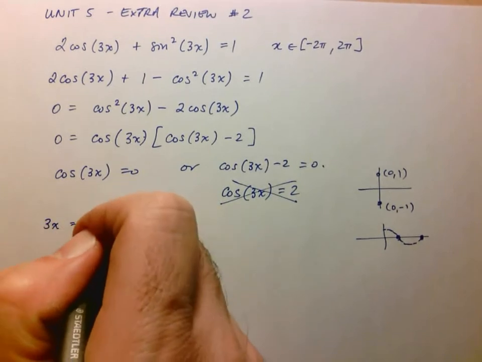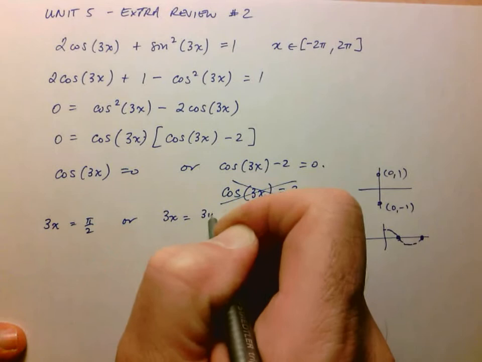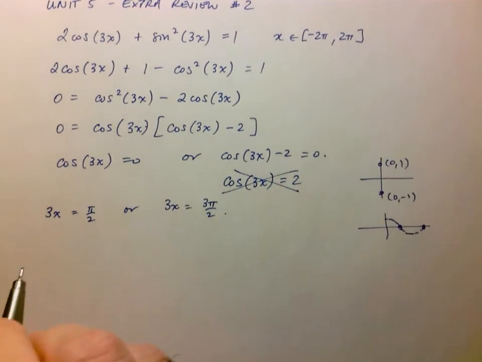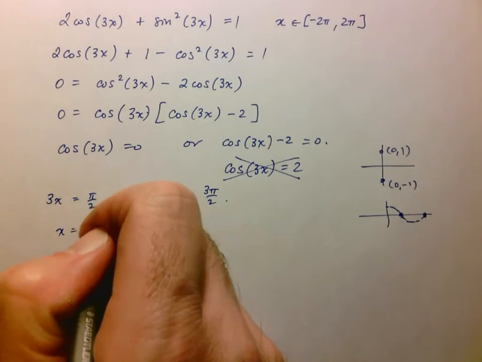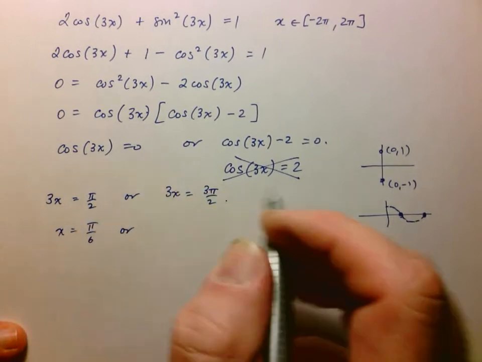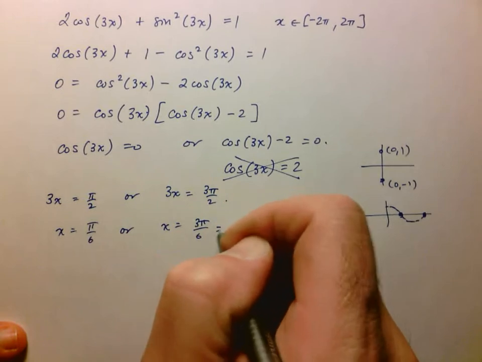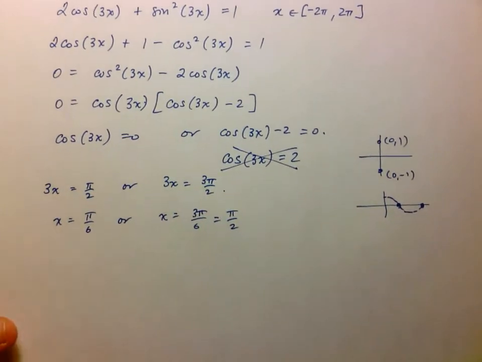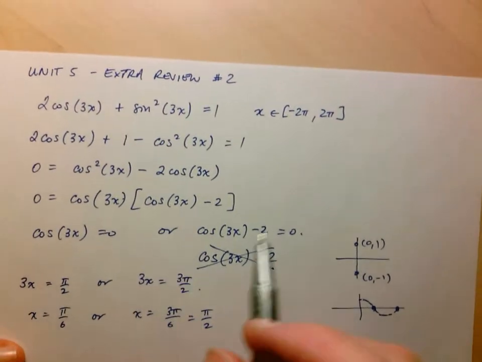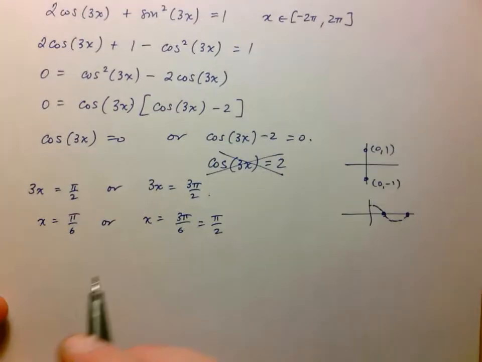So 3x can be equal to pi over 2, or 3x can be equal to 3 pi over 2. And so now I can solve for x. So x is either equal to pi over 6, or x is equal to 3 pi over 6, which of course is just equal to pi over 2. But of course, there are many more answers because they want all the possible answers between negative 2 pi and pi.